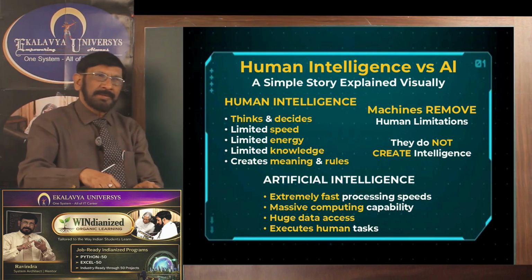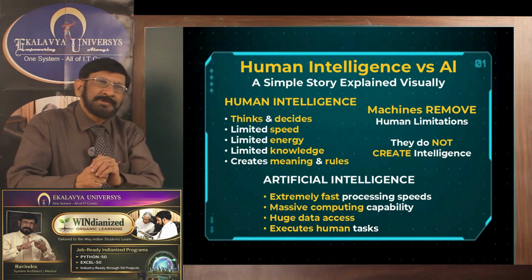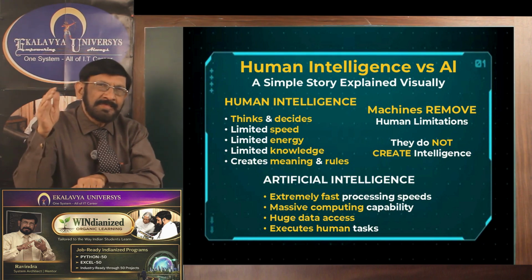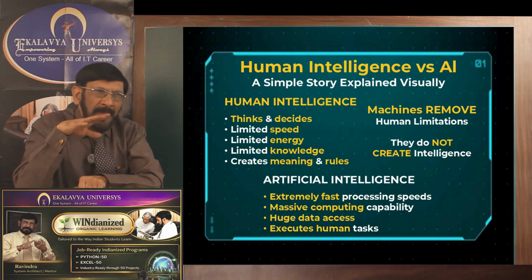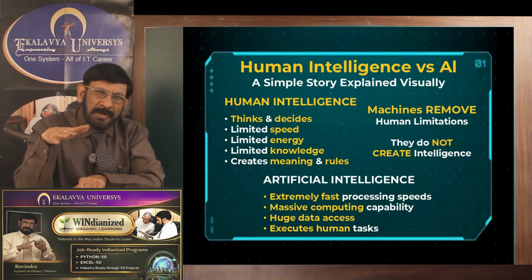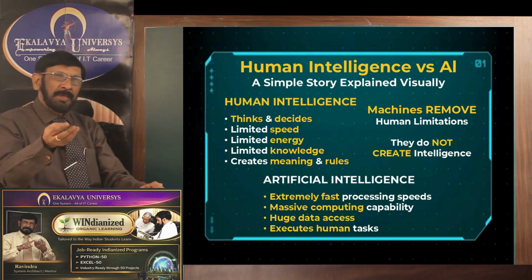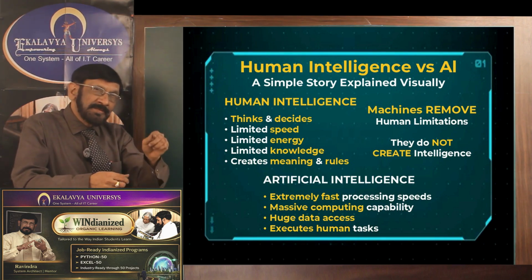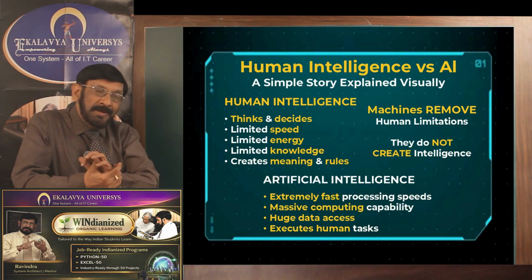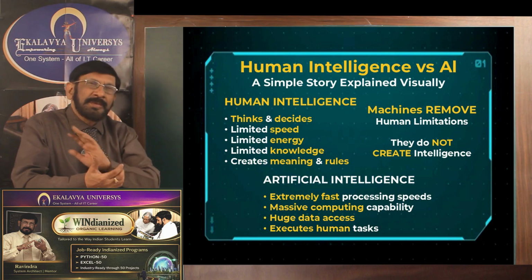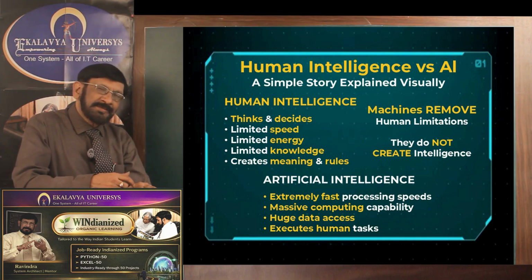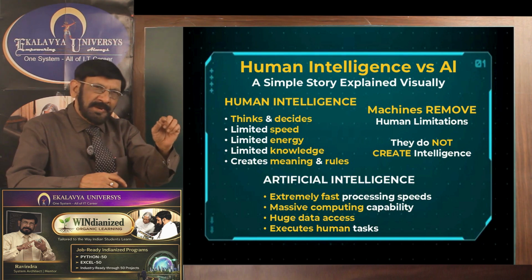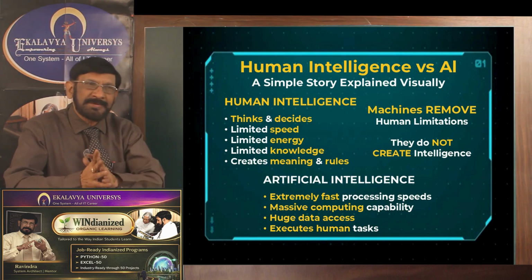Now, let us focus on AI. What are its capabilities? First, extremely fast processing speed. Its speed is millions of times faster than that of a human being. Thereafter, massive computing capabilities. A human can make a few calculations, even tens or hundreds. AI can perform millions of calculations simultaneously. Its computing capability is enormous. Then, huge data access. It can access any information, any data which is in digital form and which is permitted. That point you have to understand.